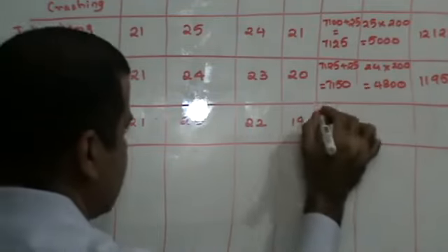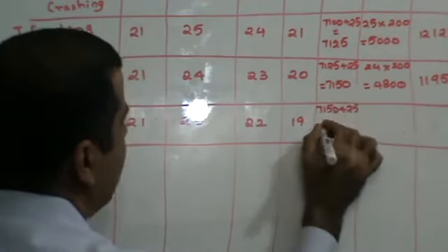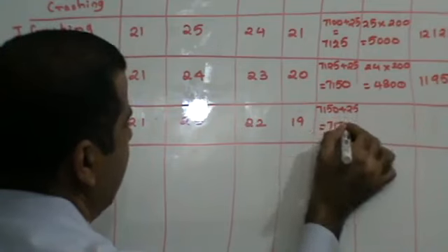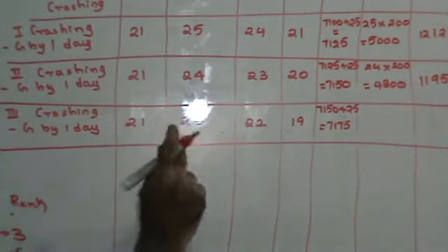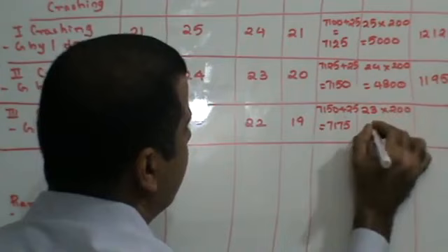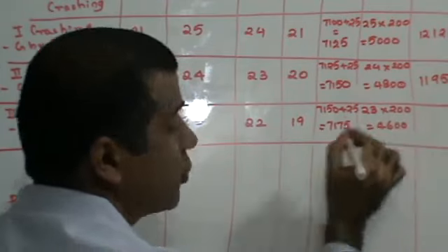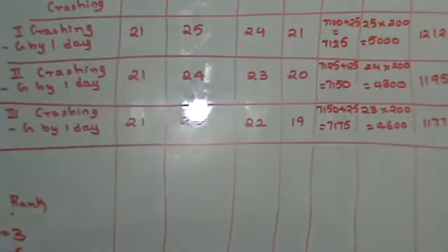My direct cost was 7150. Cost of reducing G by a day is 25 rupees, so 7175. My critical path is 23. My project completion time is 23 into 200, 4600. So my total is 11775. Right, do we get this thing clear?